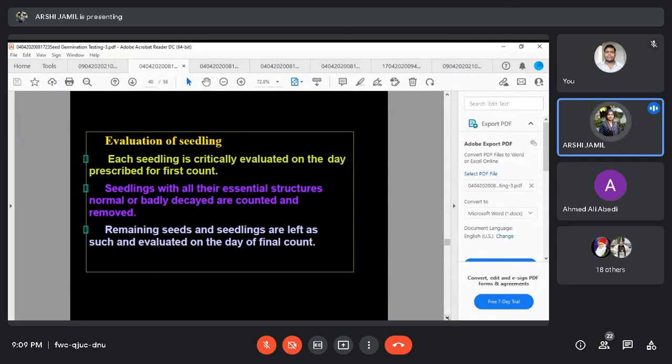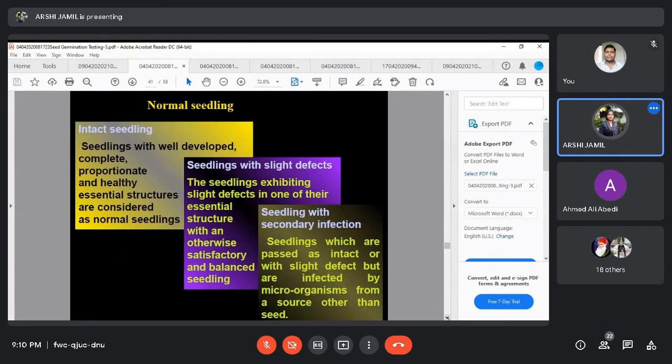जैसे मैंने आपको एग्जांपल बताया था कि सपोज आप 100 सीड्स को प्लेस कर रहे हो तो फर्स्ट डे ऑन द फर्स्ट काउंट 56 सीड्स ने जर्मिनेशन शो किया, तो हो सकता है उन 56 सीड्स में कुछ सीड्स नॉर्मल सीडलिंग्स में डेवलप हुई हो, कुछ सीडलिंग्स हो सकता है डिके हो गई हो. तो यू काउंट दोस 56 सीड्स एंड यू रिमूव देम फ्रॉम दैट पेपर और फ्रॉम द सैंड और फ्रॉम द फिल्टर पेपर, और रिमेनिंग सीडलिंग्स को आप छोड़ देते हो फॉर फर्दर जर्मिनेशन.